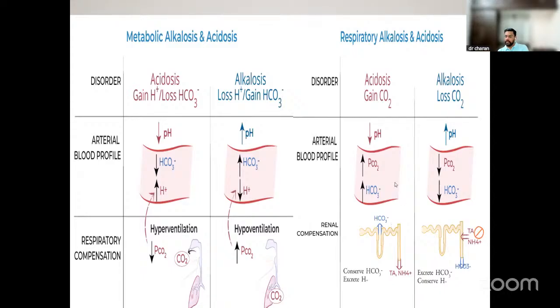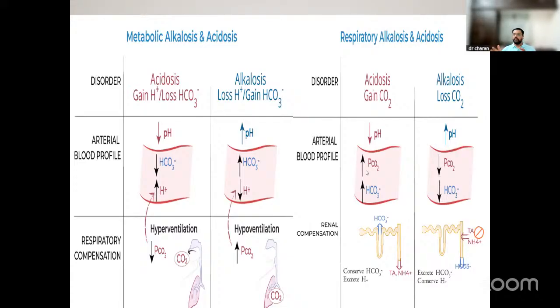the respiratory acidosis. Similarly, in a respiratory alkalosis, there is loss of carbon dioxide. Because of that, there is an increase in pH. For this, kidney compensates by losing bicarbonate. It excretes more bicarbonate, causing metabolic acidosis, which tries to compensate the primary problem of respiratory alkalosis.